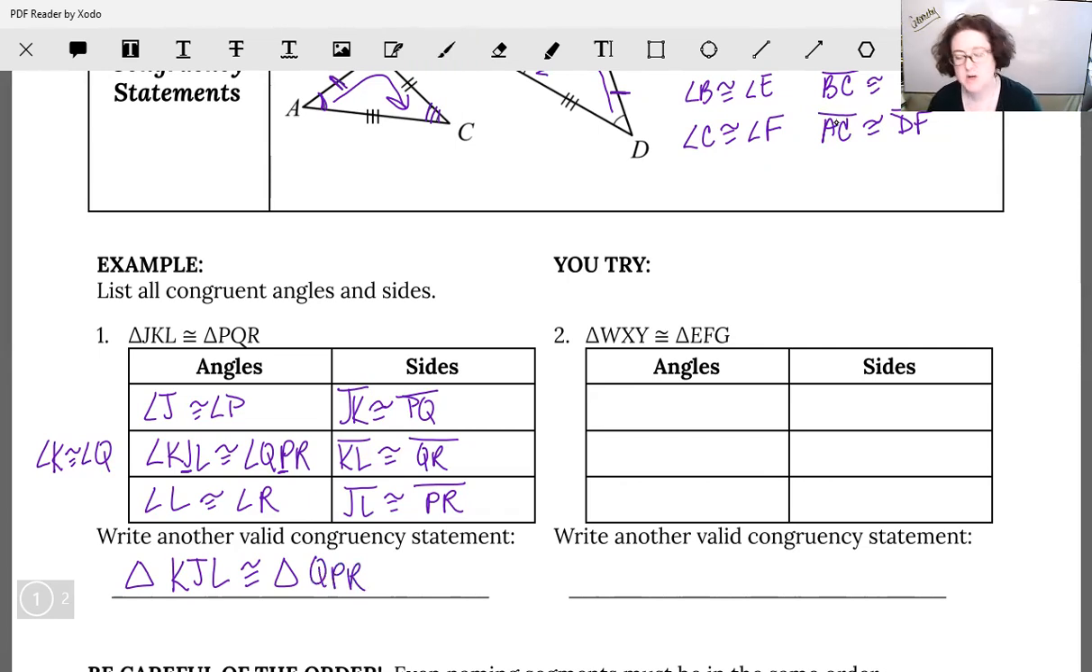Alrighty, then let's try out number 2. Actually, go ahead, pause the video and try this one out on your own, and then see how your answers compare with mine.